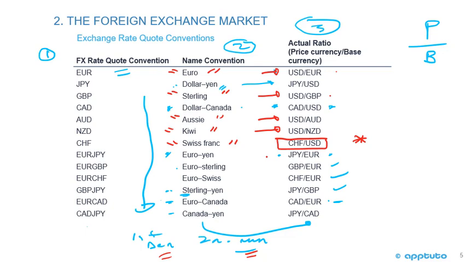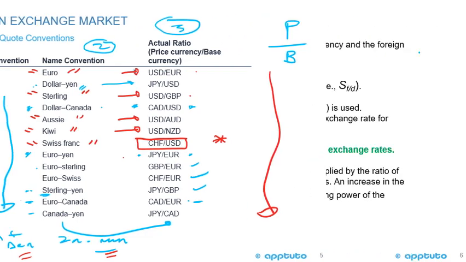Otherwise, our method does work. So again, the euro yen, first word is the denominator. Euro sterling, denominator. Euro Swiss, euro's the denominator. Sterling yen, Great Britain pound is the denominator. Euro Canada, euro's the denominator. Canada yen, Canada's the denominator. Okay? So it's fairly important to try to get up to speed on the naming conventions and which currency is in the price and which is in the base, okay? And a couple of rules hold, but the Swiss franc sort of stands out as being a bit of an anomaly because the US dollar is not in the numerator.